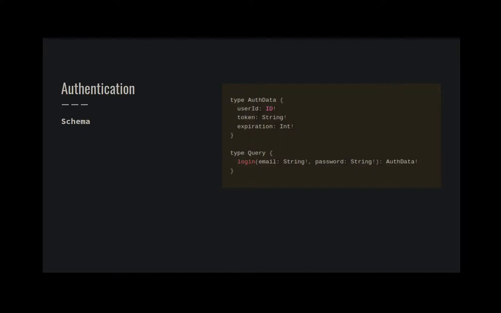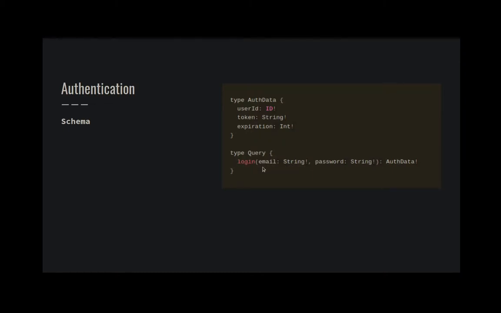Now you will notice an exclamation mark at the end of our types here. This signifies that this field is required. So whenever you define an object with the type auth data, it should always have a user ID, a token, and an expiration. Next one here is type query.